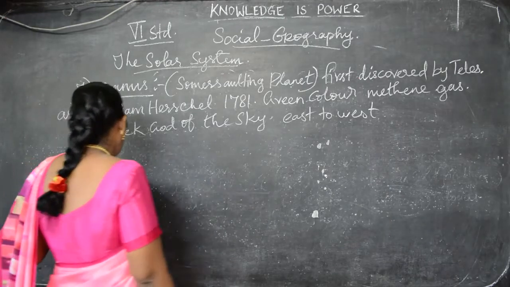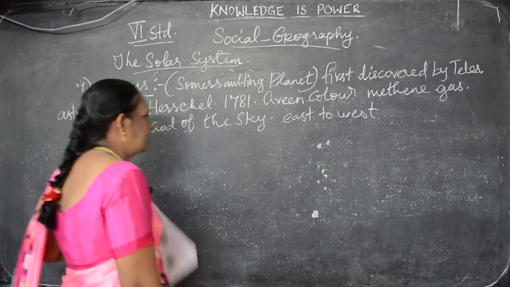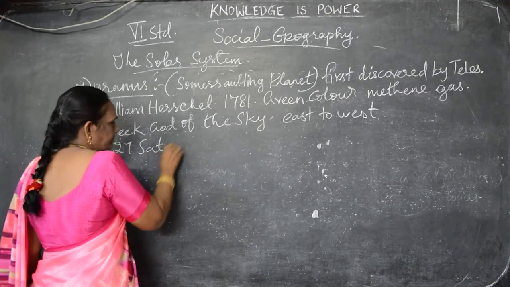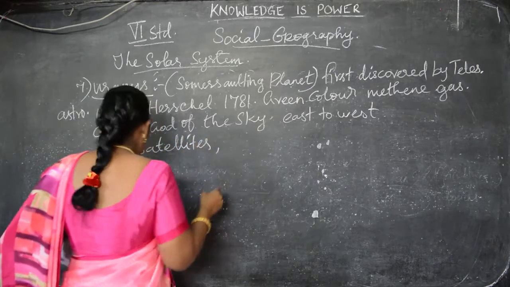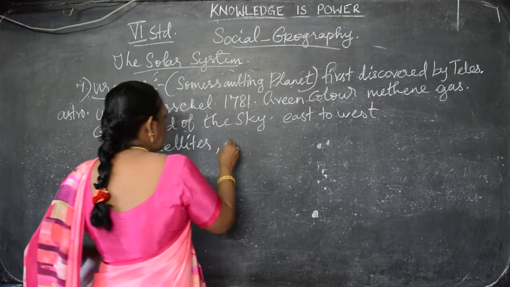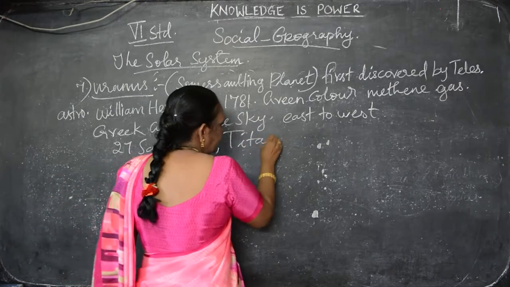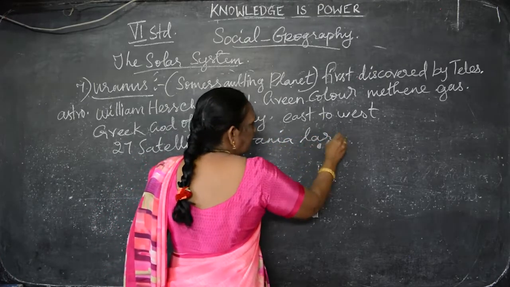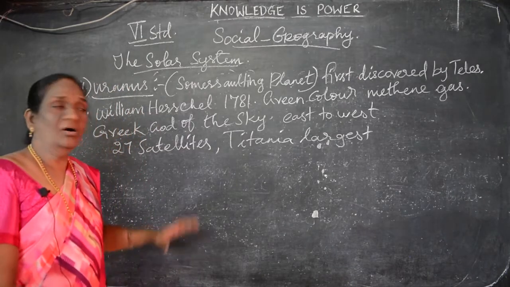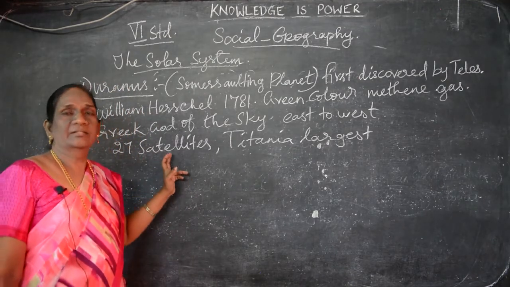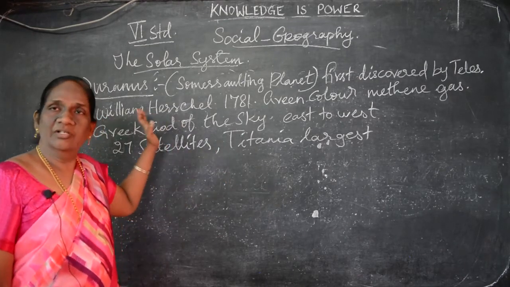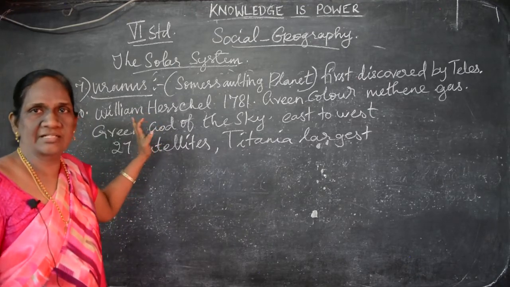Understand? And it has 27 satellites. How many satellites are there? 27 satellites. And which one is the largest? That is Titania. The Titania satellite is the largest among all the 27 satellites of the planet Uranus. Have you understood, children? Okay.